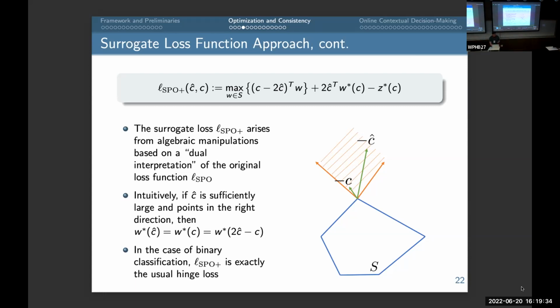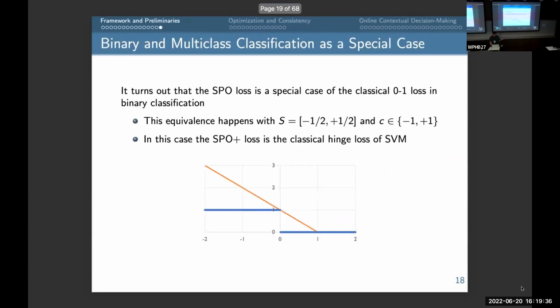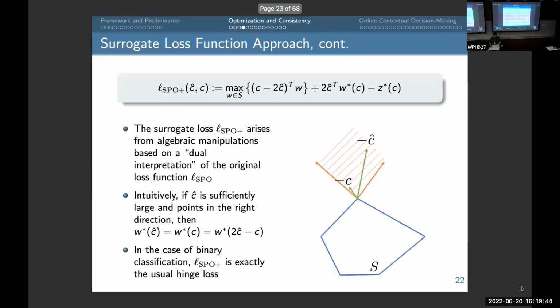And in non-favorable situations, my intuition goes back to the hinge loss, where the SPO plus gives you a gradient which is pointing downwards. It's helping you to identify a better optimal solution than the one that your parameters are currently giving you. Okay.